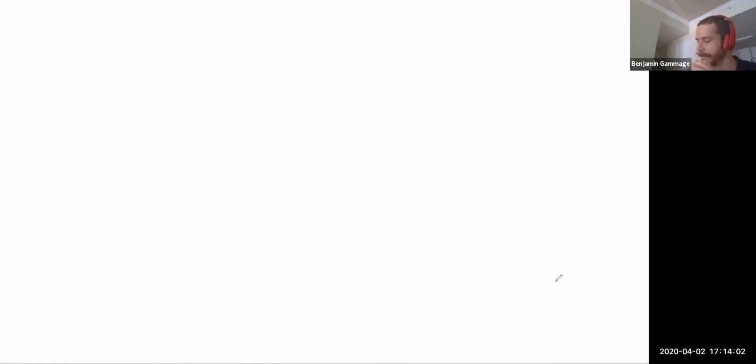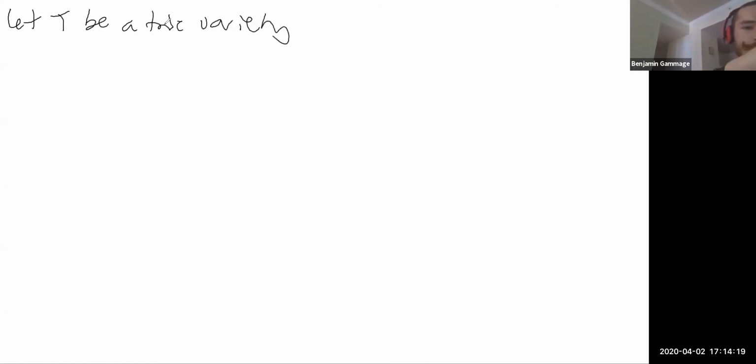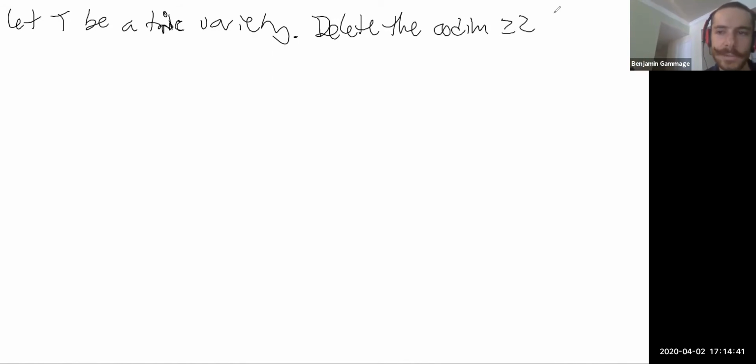So I was going to explain what this non-toric blow-up situation was. Let T be a toric variety. Let me do this in detail now. And let's assume that T has no, let's delete all the parts of the toric boundary that are of codimension 2 or greater. So delete the codimension greater than or equal to 2 boundary.